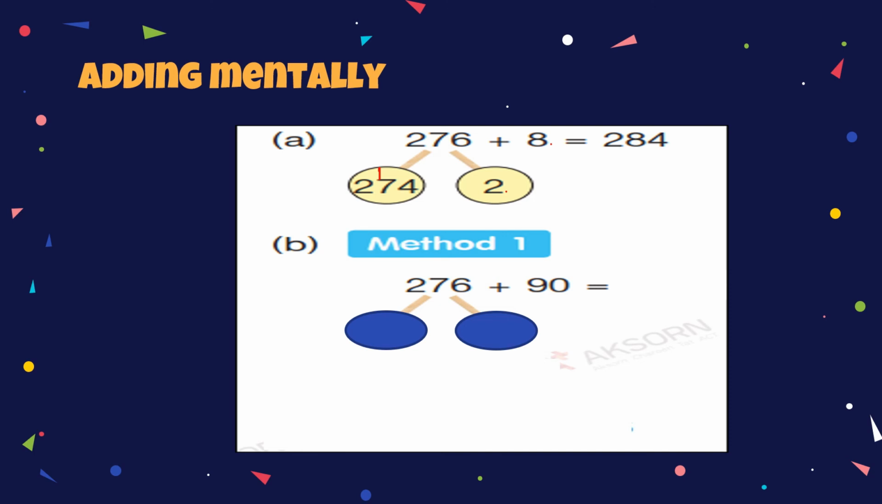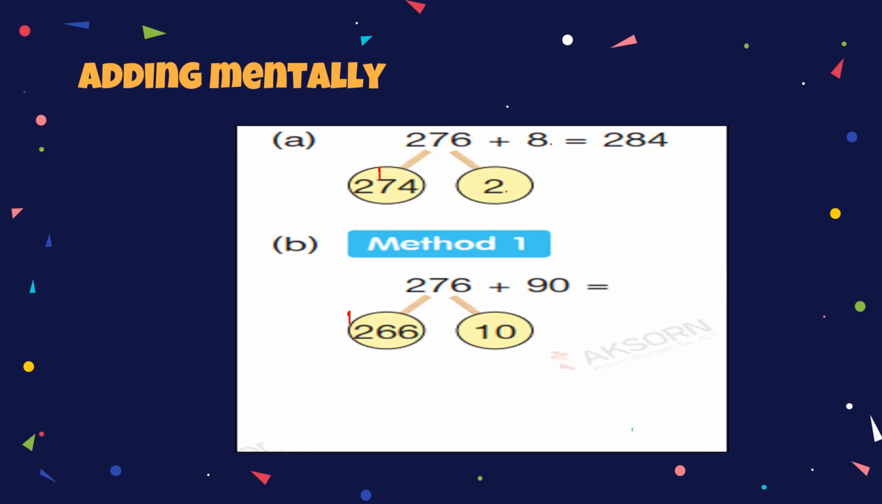So the next method is we're going to add in tens. So we have 276 plus 90. So we're going to divide 276 into 2 parts. So we divide it in tens place. So 266 plus 10. 90 plus 10 is equal to 100. So we're going to put 1 here.